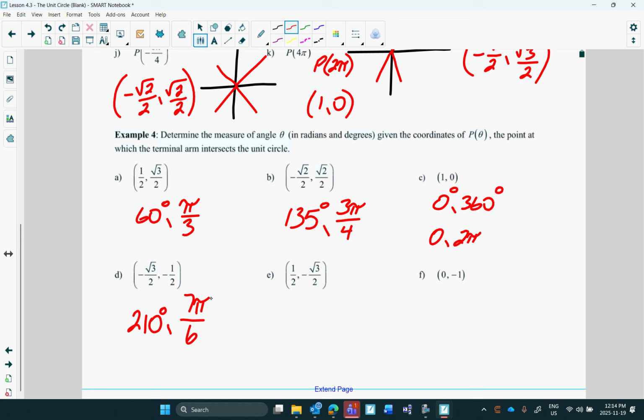This is going back to the what degree family? 60. But what quadrant? 4. So for quadrant 4, we have to do 360 minus 60. And it's the pi over 3 family. Not 11 pi, that's way too big. Because 6 pi over 3 is 2 pi, that's a complete circle. So it's 5 pi over 3.